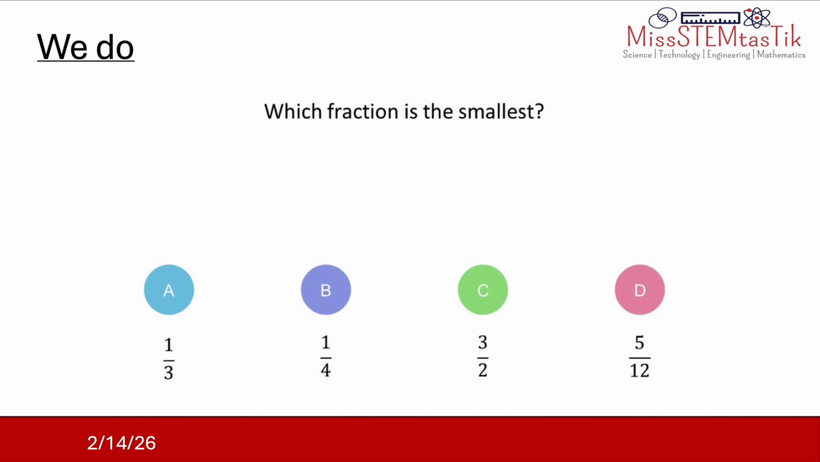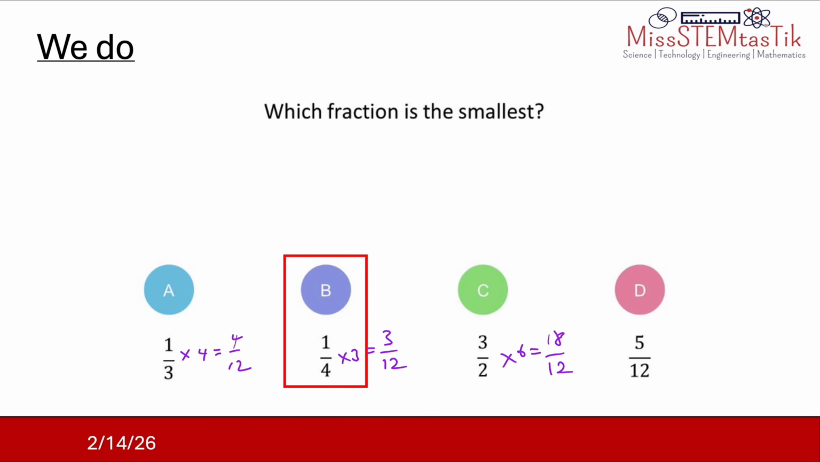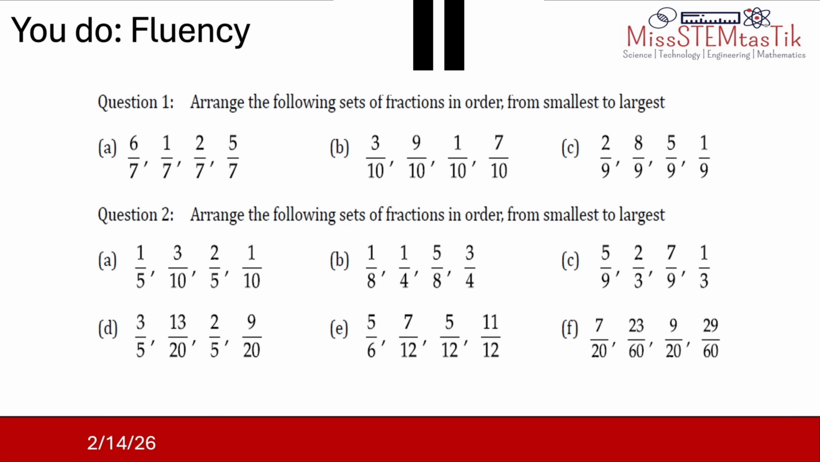Okay, so which fraction is the smallest? I can see that 3, 4, and 2 are all factors of 12. So I'm going to find the equivalent fractions so that the denominators are 12. So 1/3 times 4 is 4/12. 1/4 times 3 is 3/12, and 3/2 times 6 is 18/12. Now I'm just going to take a look at the numerators and compare them. The smallest one is 3/12, and so therefore 1/4 is the smallest. Please pause the screen and have a go at the following questions. And where you can, please simplify your answers.